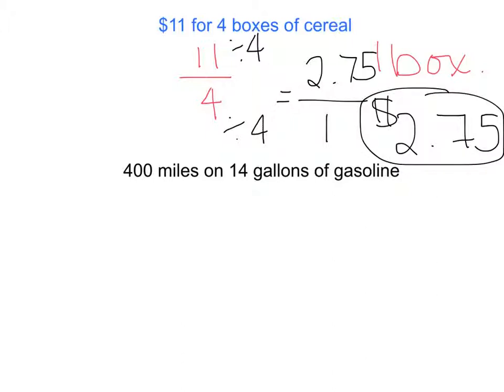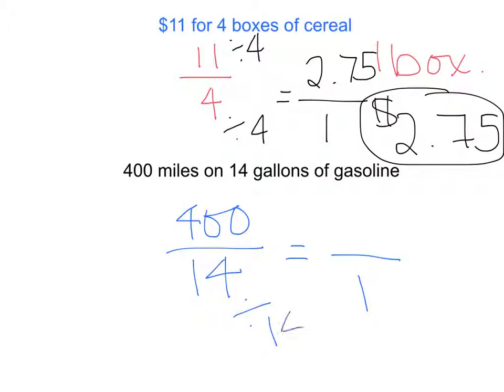The next example says 400 miles on 14 gallons of gas. Well, if you're traveling and your car tells you that you only have 1 gallon of gas left, you have to figure out how many miles you have to drive before you have to get to the next gas station. So to do that, you would divide your numerator and your denominator by 14.